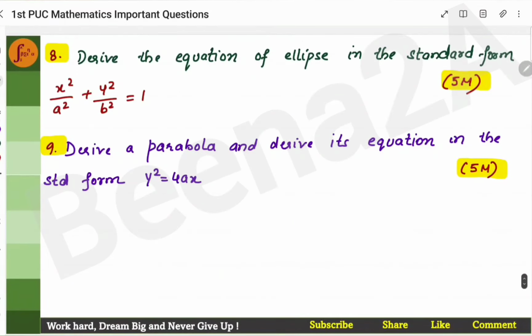Find the equation of ellipse. Now, 5 marker, right? You have to derive the equation of ellipse. Very frequently asked question, important question, right? And this is rarely asked, but still you can prepare for parabola derivation.